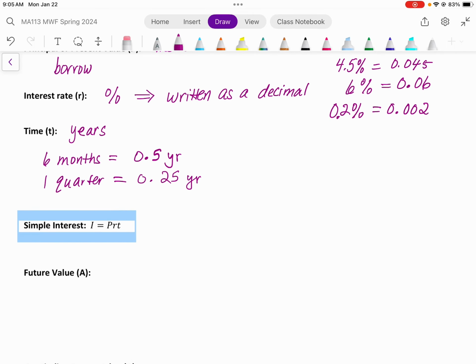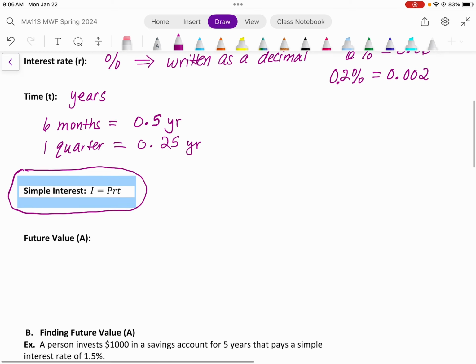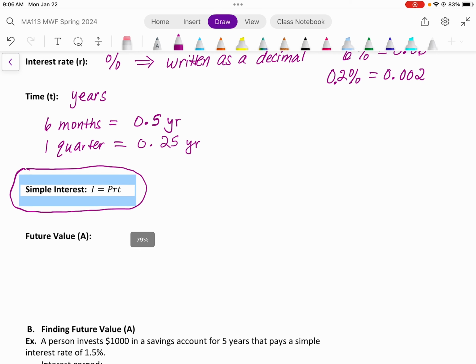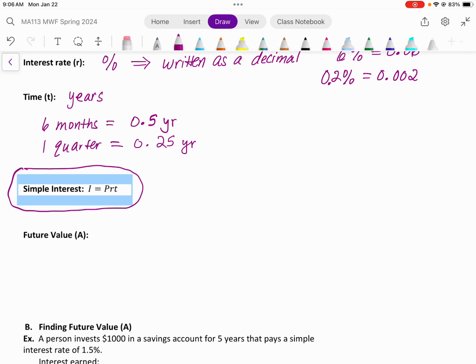Okay, the simple interest formula we're going to use is I equals P times R times T. And we'll also be defining future value. This first formula is the formula we use if we're only interested in finding the interest. So this gives the interest only. This next formula is going to tell you what we call the future value. And the future value is A equals P times 1 plus RT.